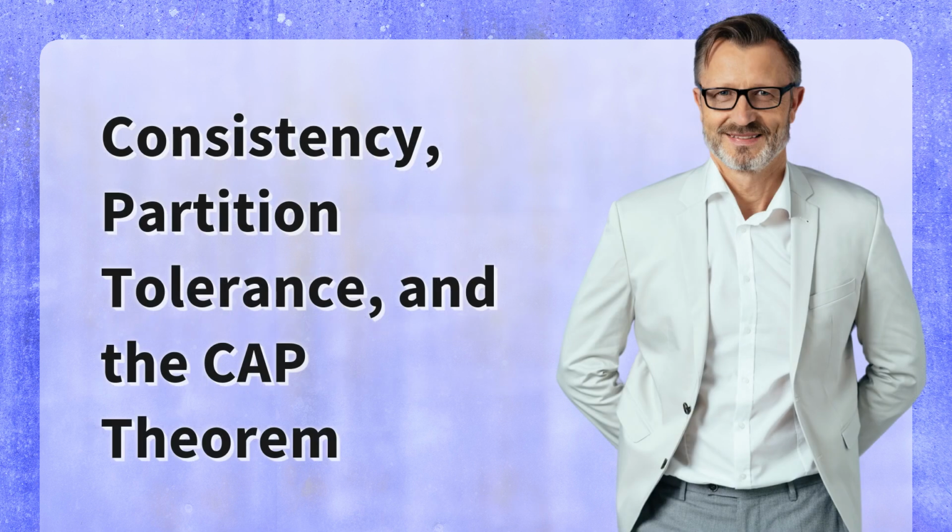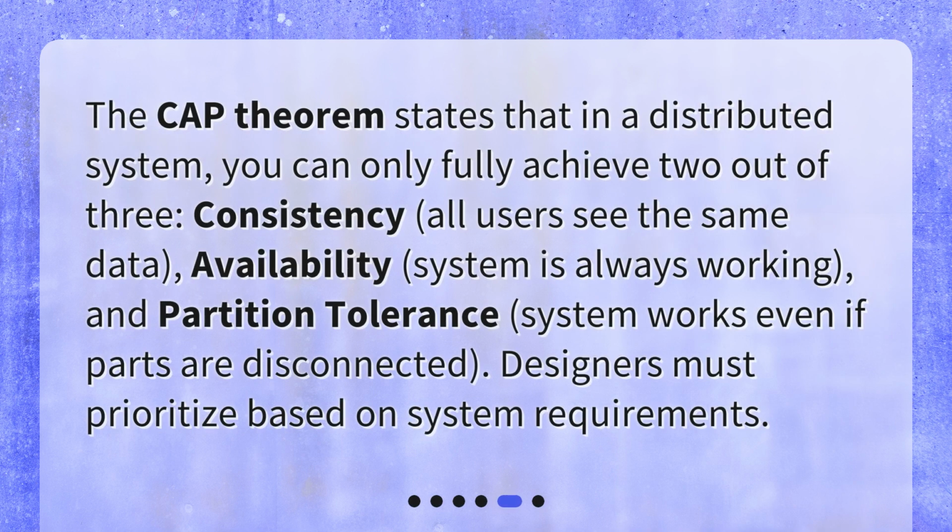Consistency, partition tolerance, and the CAP theorem. The CAP theorem states that in a distributed system, you can only fully achieve 2 out of 3. Consistency: all users see the same data. Availability: the system is always working. And partition tolerance: the system works even if parts are disconnected. Designers must prioritize based on system requirements.